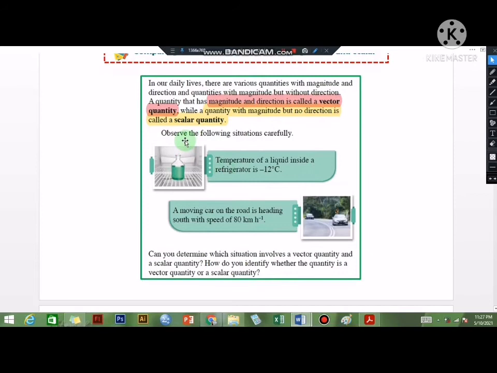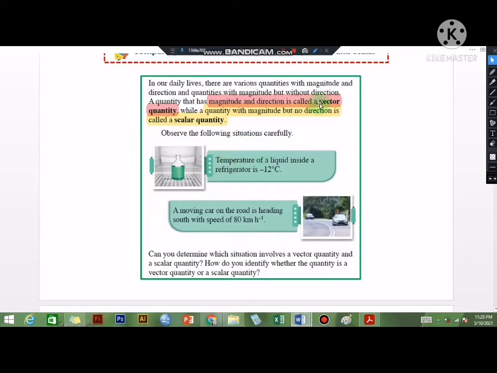Okay, let's look at this one. Observe the following situation carefully. Let's look at the first one. As you can see, this one is a beaker inside the refrigerator. Temperature of a liquid inside a refrigerator is negative 12 degrees Celsius. The temperature inside the refrigerator is negative 12 degrees Celsius. So what does it mean here? Is it a vector quantity or a scalar quantity?